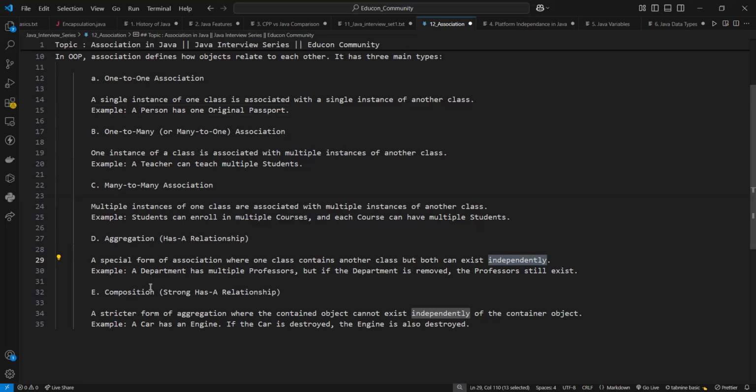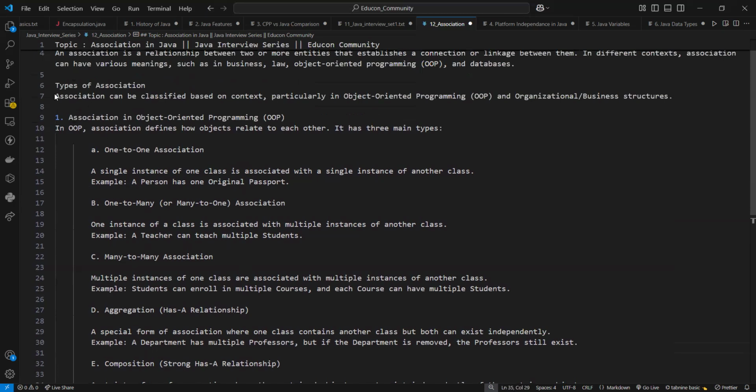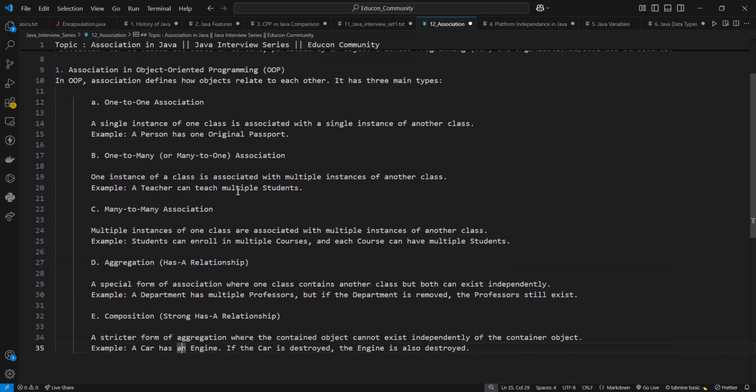Next is composition. Composition is stronger than aggregation. I have told you that aggregation is a weak relationship, and composition is a strong has-a relationship. It is a stricter form of aggregation where the contained object cannot exist independently. Both entities cannot survive without each other, like a building and a room. Or, as here, a car has an engine. If the car is destroyed, the engine is also destroyed. So these are the types of association.